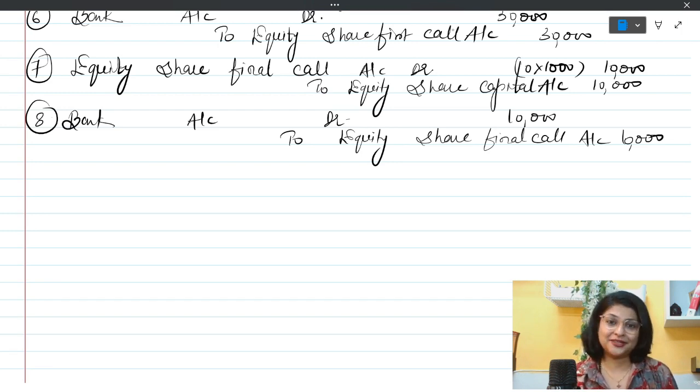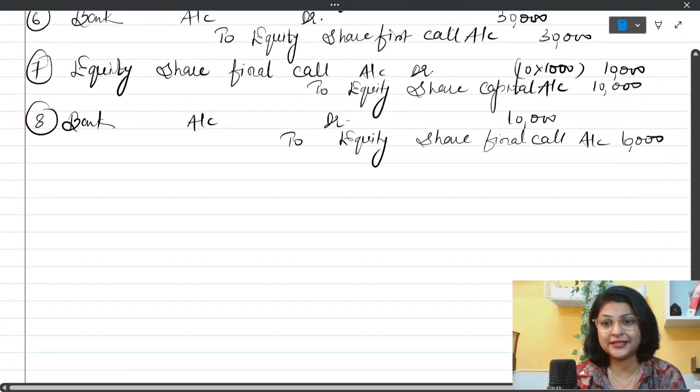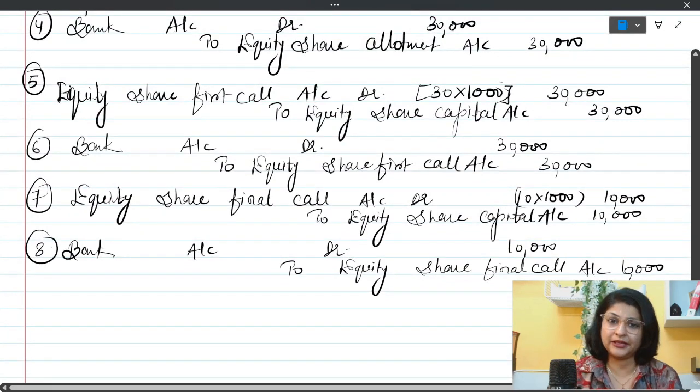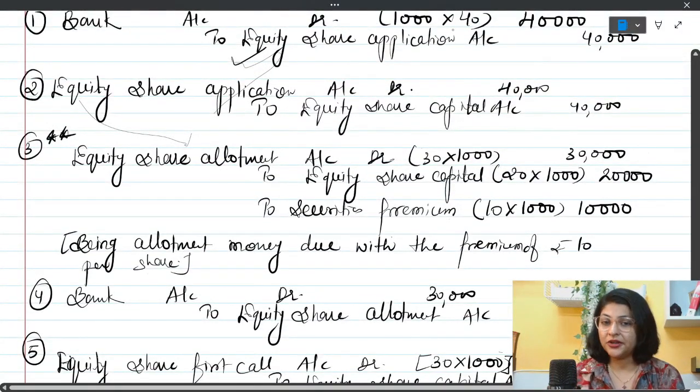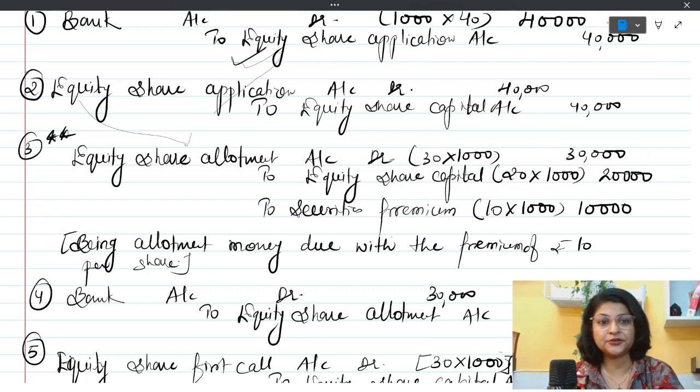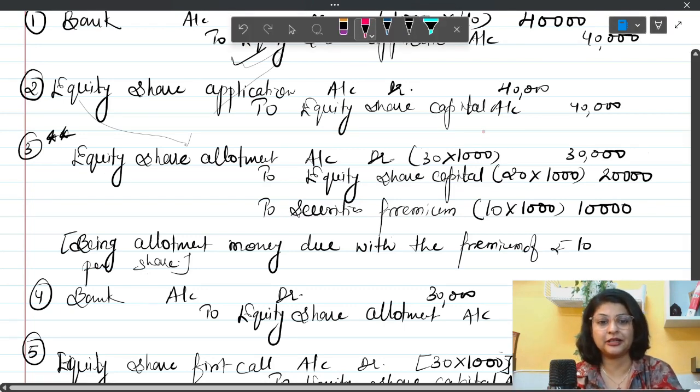I hope you understood this, students. Let us revise once again. Only the allotment entry, and that too the due entry, is different in this case when the shares are issued at premium. So in allotment, you see we have done equity share allotment account debit. Over here, I will mark it with a different color pen. So this is 30,000 rupees.